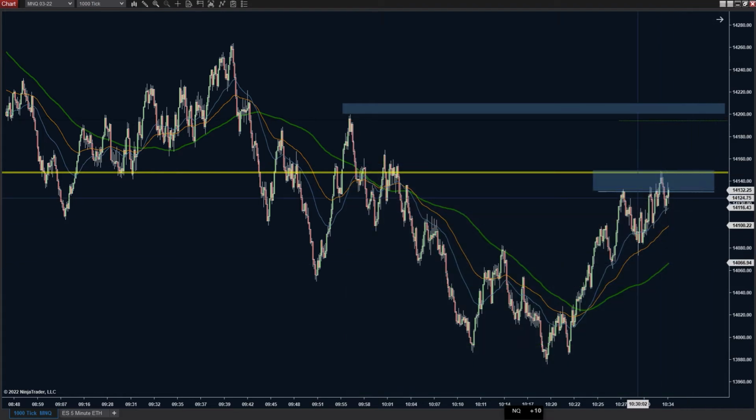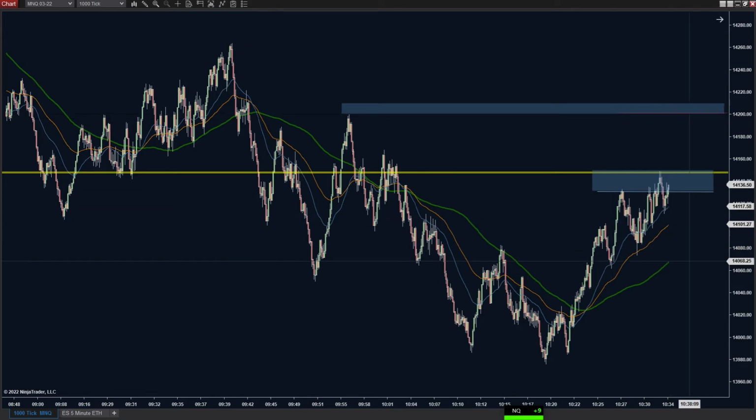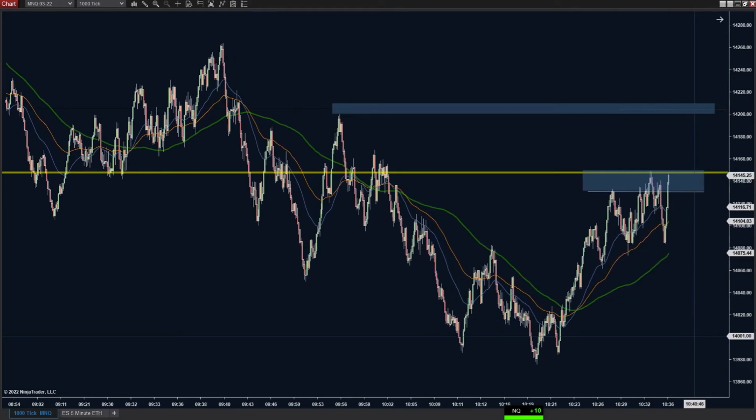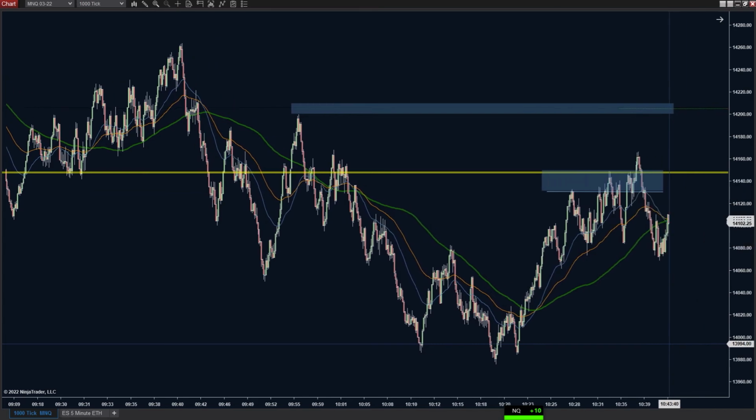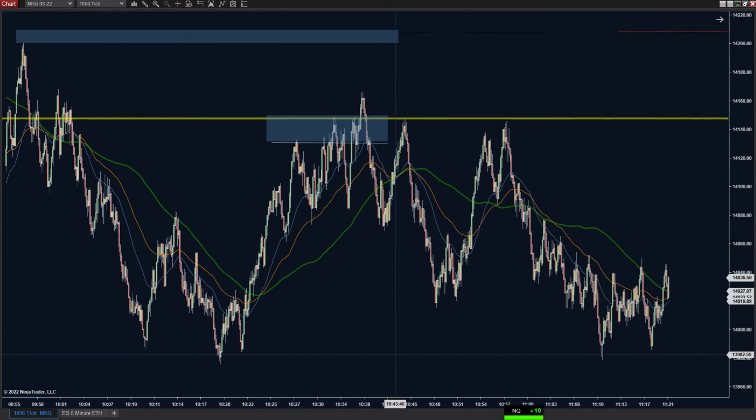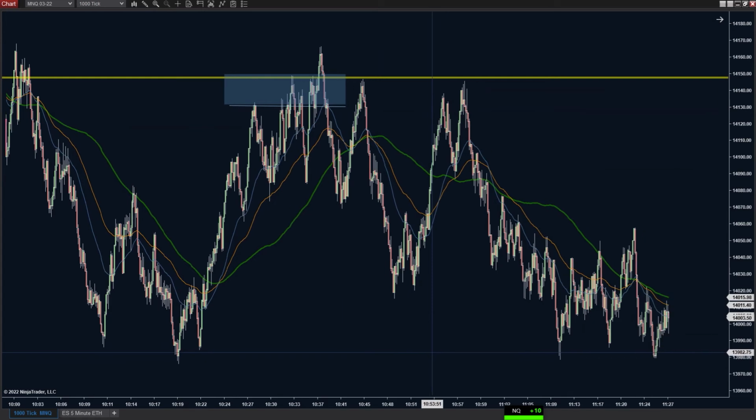This is the zone where sellers are going to be trying to pressure back down because they have favorable risk-reward. If we see responsiveness here, chances are they're going to be trying to push down to get their targets. And sure enough, they did rotate down, and eventually they got their targets down at the lows.